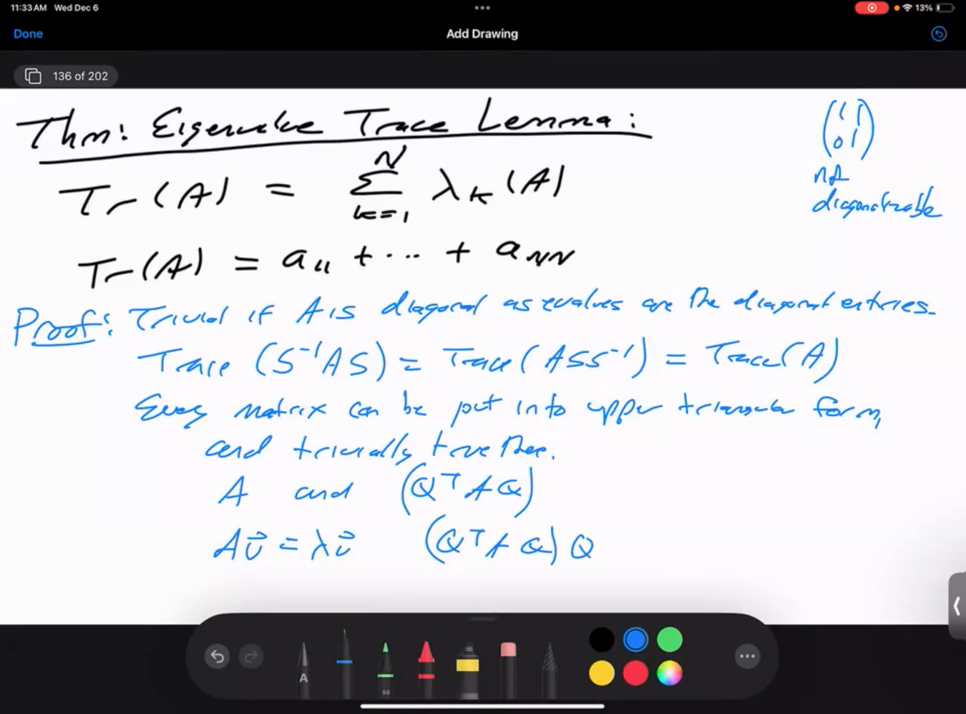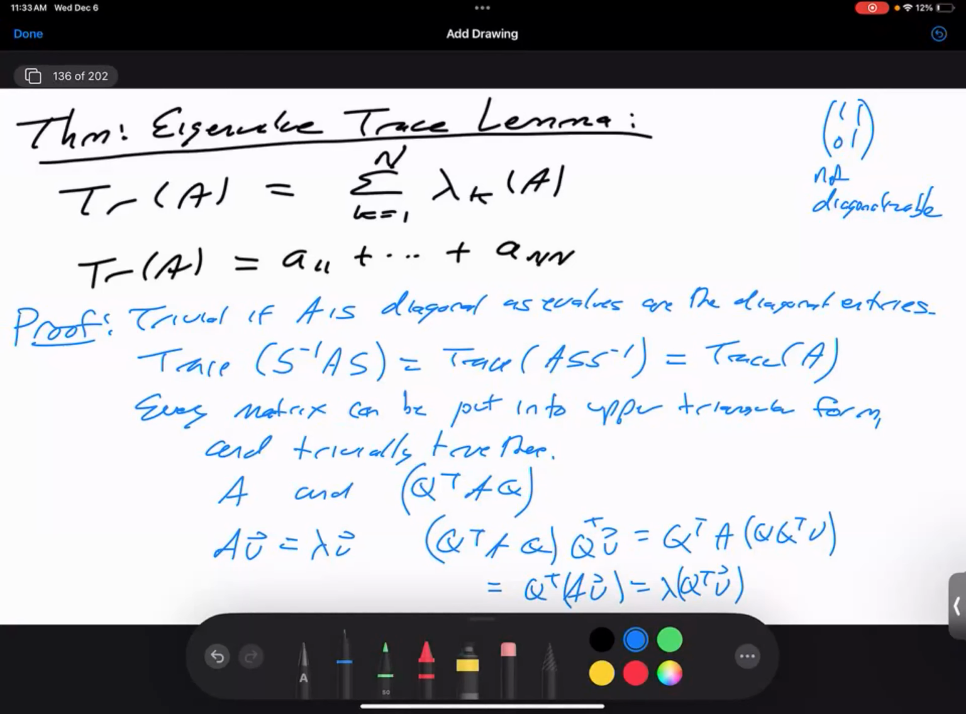So if we take QV, then you would have Q transpose AQ QV. You're close. Q transpose. So if I do it like this, then I get Q transpose A, Q, Q transpose V. Well, what's Q, Q transpose? It's the identity. So then this just becomes lambda, I can bring that out, Q transpose V. And so the eigenvector of A and Q transpose AQ is potentially different, but the eigenvalue is the same.